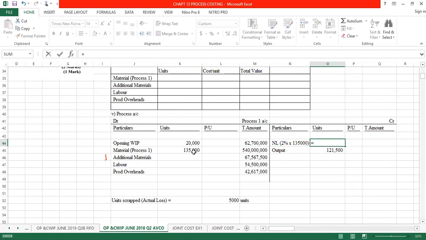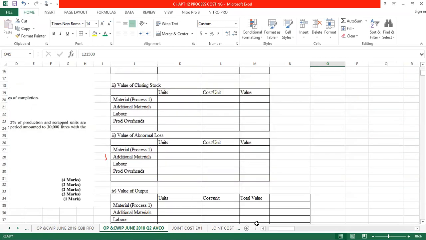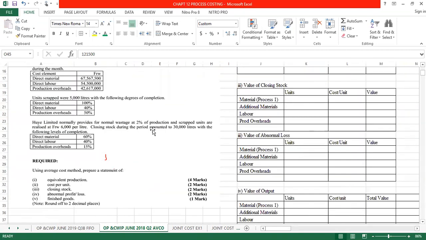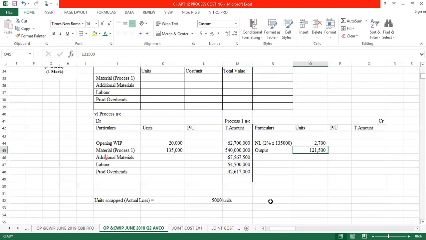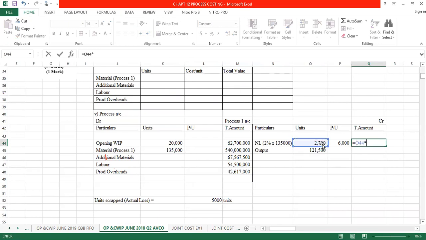It is 135 times 2%. So it gives you 2,700, and you are being told what is the scrap price? Scrap price is 6,000 per liter. So they are scrapped at 6,000 per liter. So this question had everything that we needed. Let's just hope it will balance, because you are not told to prepare a process account, but I'm just preparing.